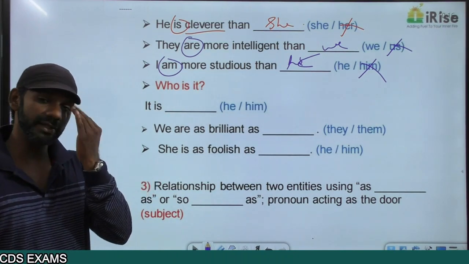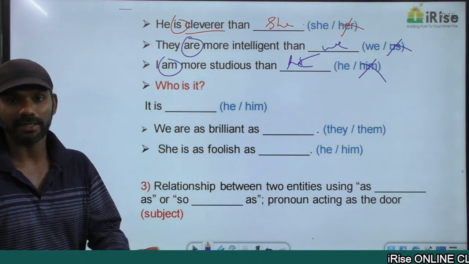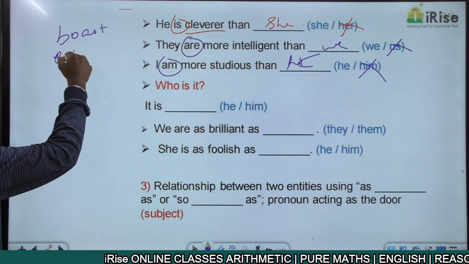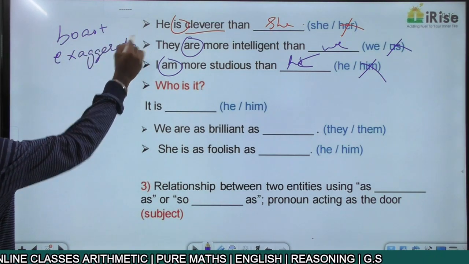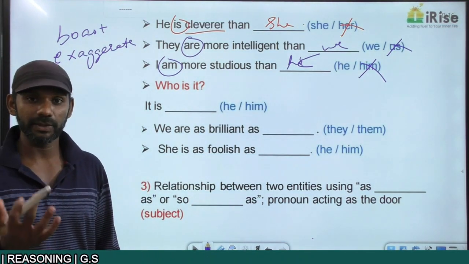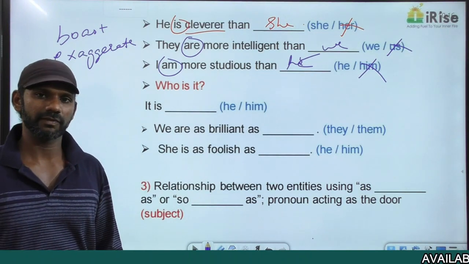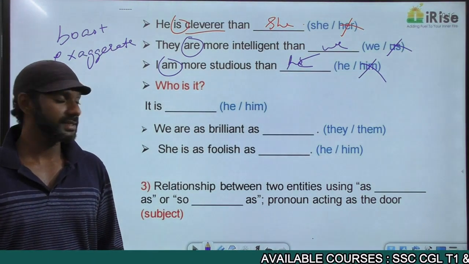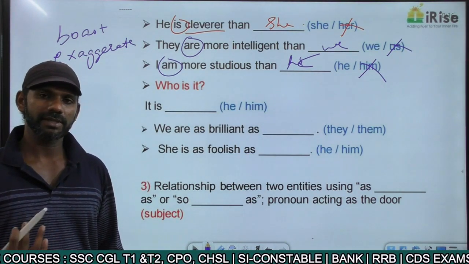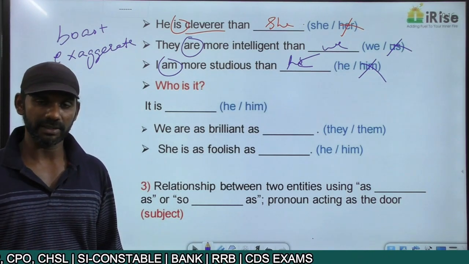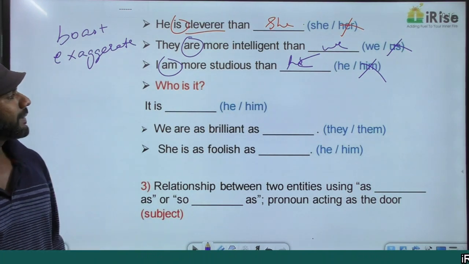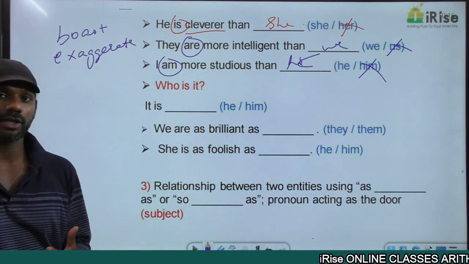Actually, this statement is some kind of exaggeration. Sorry, boasting. Now, what is the difference between boasting and exaggerating? Boasting means self-appreciation. If I speak too much about myself, that's called boasting. Exaggerating means speaking too much about something, speaking more than what in fact exists. So "I am more studious than he" means I am boasting of myself.